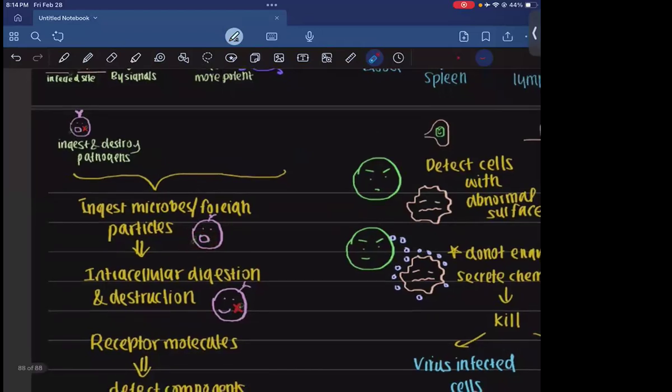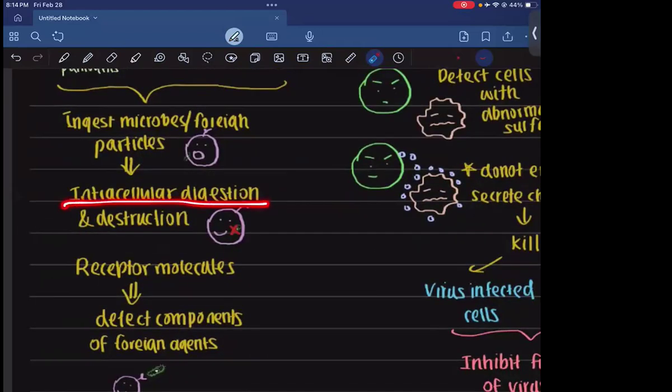And then once they are taken in, there will be intracellular digestion and destruction. Intracellular digestion and destruction means this is a cell, right? Neutrophil is a cell. Macrophage is a cell. So the particular bacteria is taken within the cell and inside the cell they are digested and destroyed. That is known as intracellular. Inside the cell they are digested and destroyed.